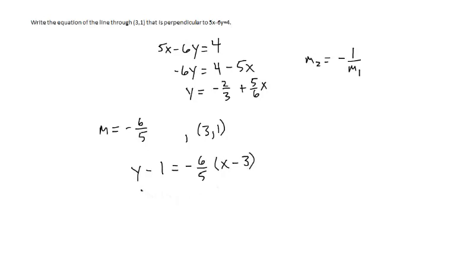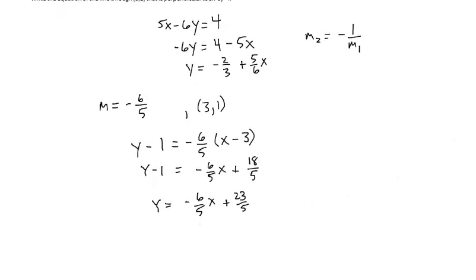And now I'm going to solve for y. Y minus 1 is equal to negative 6/5 x plus 18 over 5. And now I'm going to add 1 to both sides. So I get y is equal to negative 6/5 x plus 23 over 5. And that's how we find equations of linear lines.